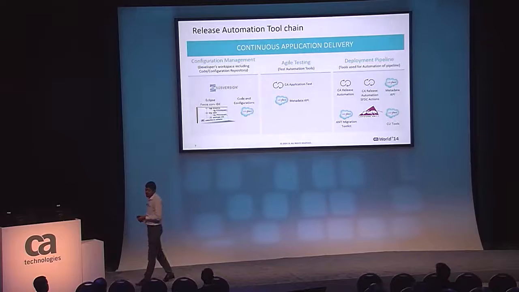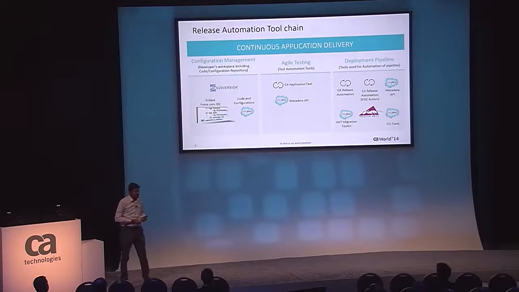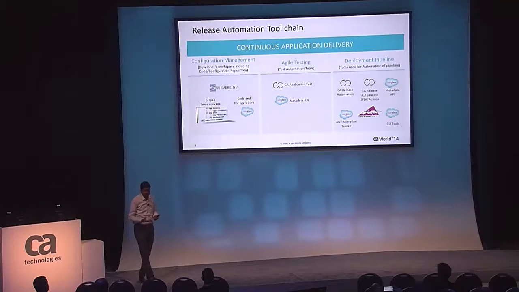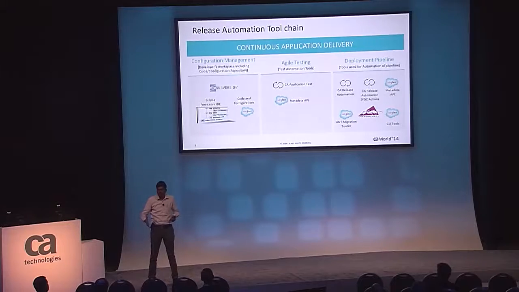Okay, so let's quickly touch on the release automation tool chain, right? The key thing here is the deployment pipeline. We want to see how we can create a frictionless deployment across all the stages that we had. So what are the tools that we used? Definitely release automation is the orchestrator. It is the coordinator which is going to coordinate all the releases.